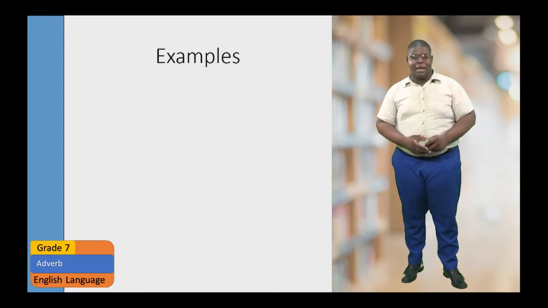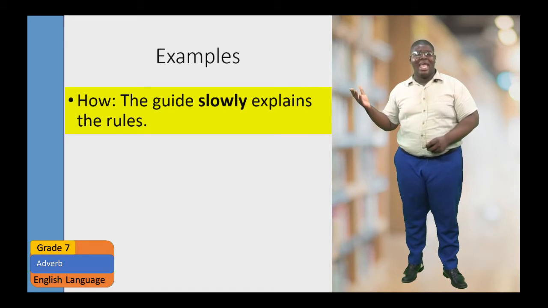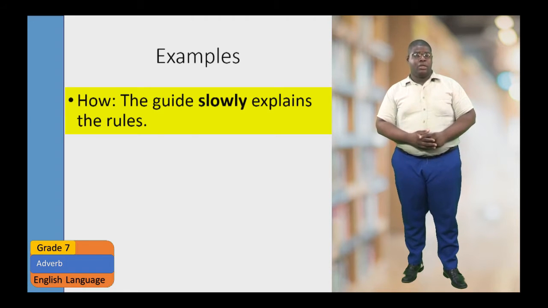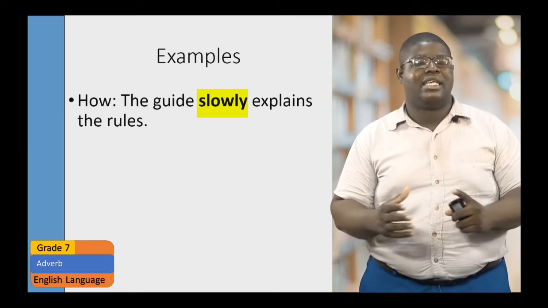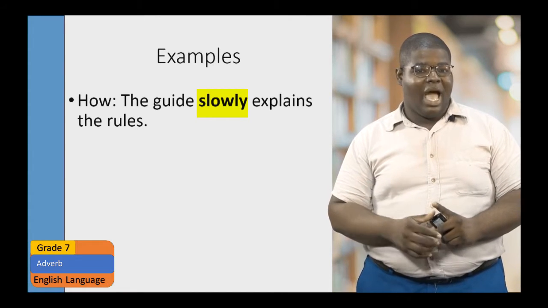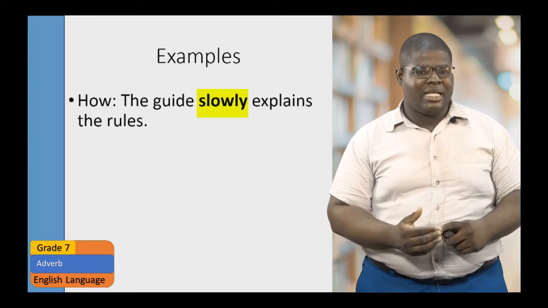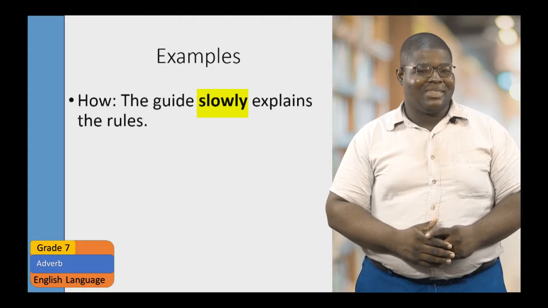Now let's look at some examples with the word how. The guide slowly explains the rules. So how does he do it? He slowly explains it. So the verb is explains, and we have the adverb describing it, telling us something about how he explains the rules.